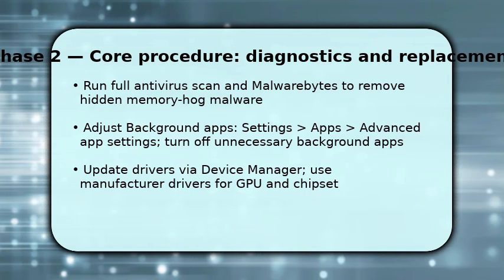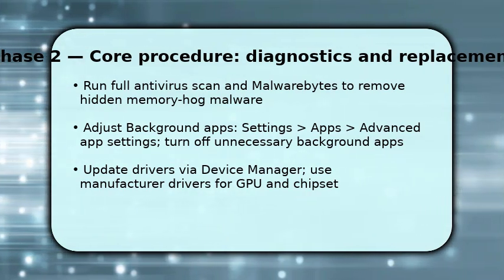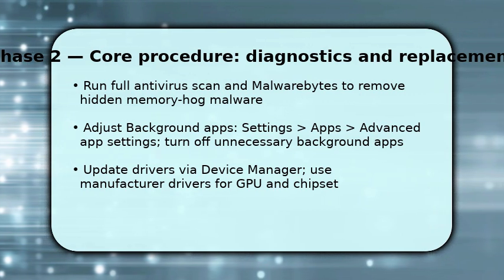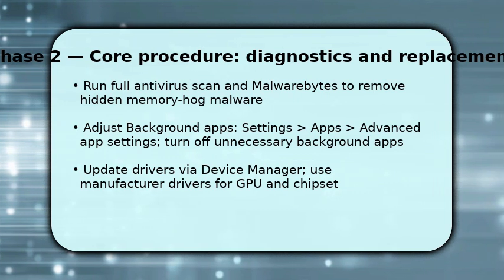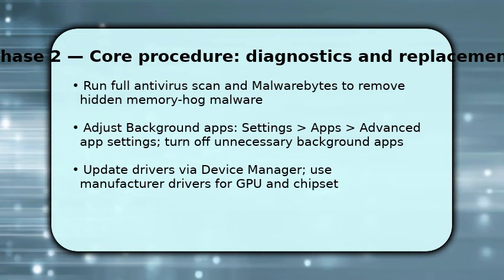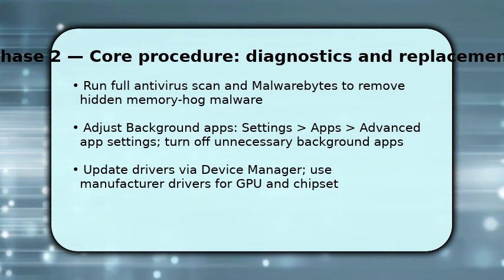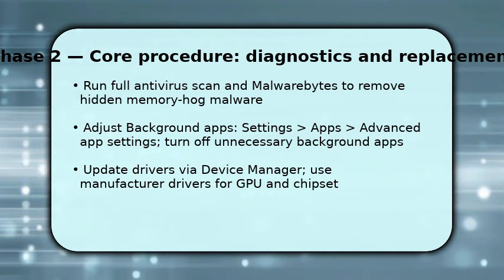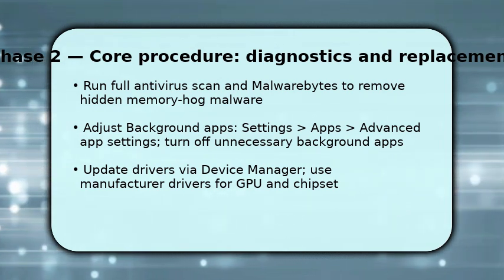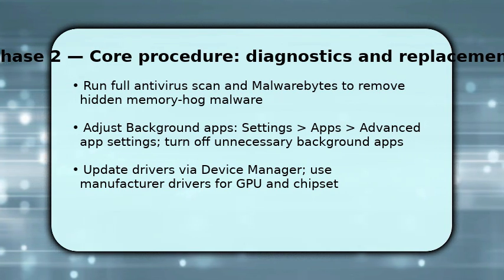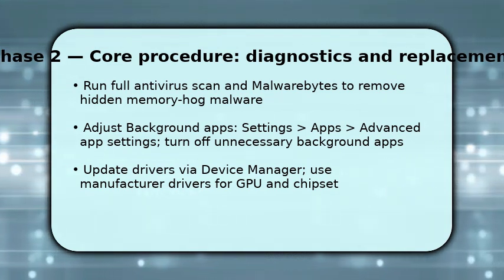Next, you attack persistent usage by scanning for malware. Run your full antivirus and a secondary scanner to remove hidden processes that leak RAM. Then, go to Settings and limit background apps so only essential programs can run. This reduces background memory allocation. Also update critical drivers. Graphics and chipset drivers often fix leaks. Make sure you use the manufacturer's driver packages rather than generic ones. Once updates complete, reboot and recheck Task Manager to confirm improvement.